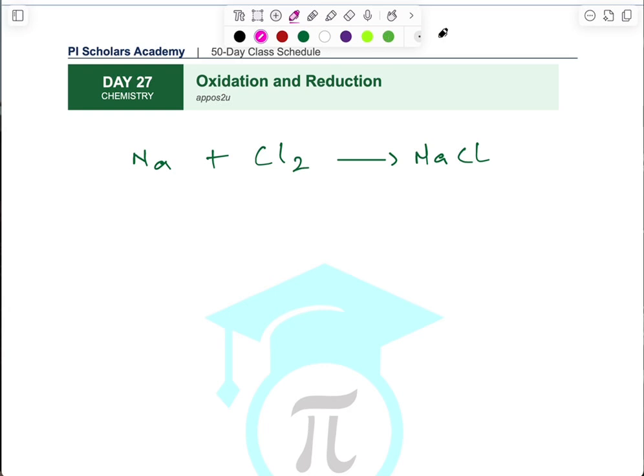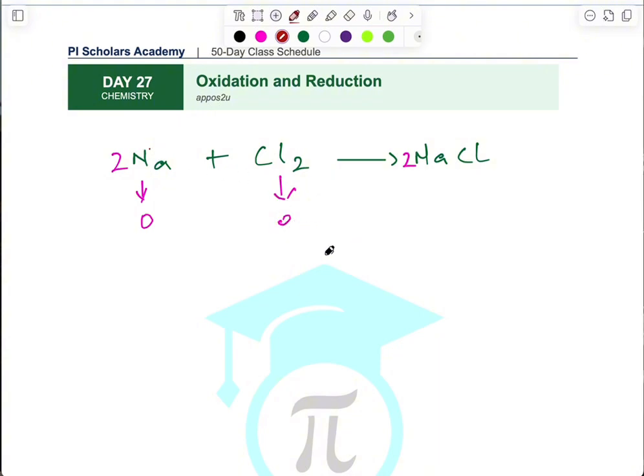Of course, you should balance the equation. So put a 2 here and put a 2 here. The equation is balanced now, but that's not really what I'm interested in. In this case, the oxidation state of sodium is 0, and for chlorine here is also 0 because they are in their neutral form now. But in this situation, let's see which one is oxidation and which one is reduction.